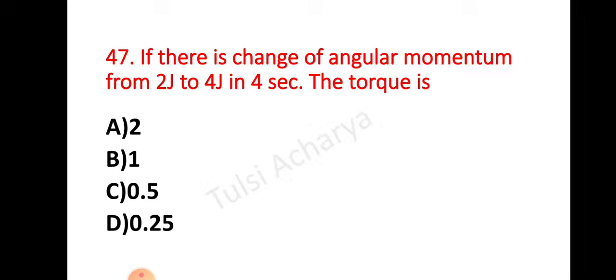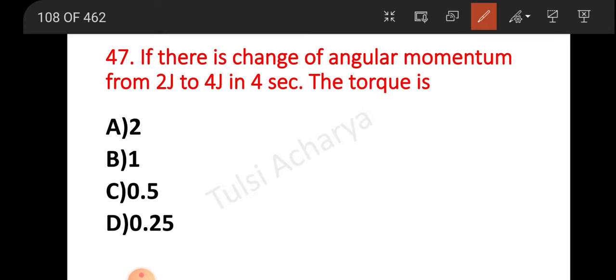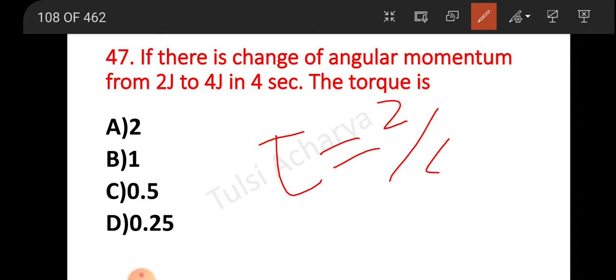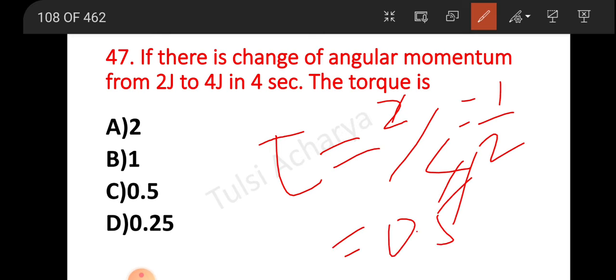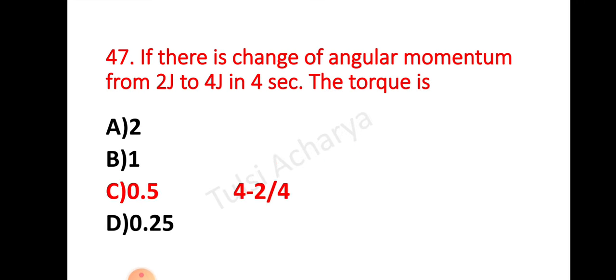Now let's move to question number 47. If there is change in angular momentum from 2 joule to 4 joule in 4 seconds, the torque is. We know that torque is change in angular momentum, that is 4 minus 2 is 2, divided by time period, that is 2 by 4, 1 by 2. 1 by 2 will give us 0.5. 0.5 is in option choice C. So option choice C is the correct answer for question number 47.